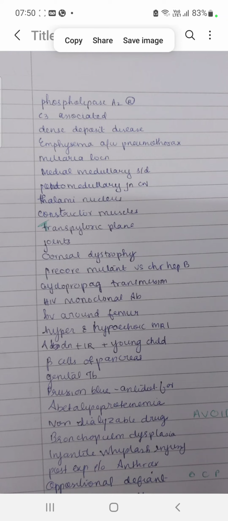Then pre-core mutant versus chronic hepatitis B. Here you have to know what a pre-core mutant is. Pre-core means HBe antigen will be absent. Here pre-core HBe antigen is absent, versus chronic hepatitis B. The question was related to infectivity. So in the pre-core mutant, though there is no HBe antigen, HBV DNA can be high.